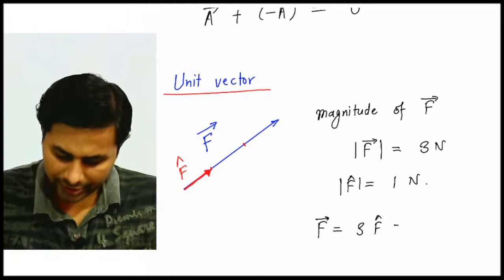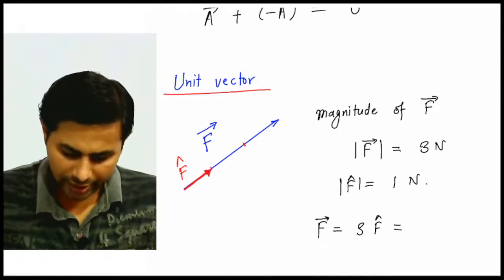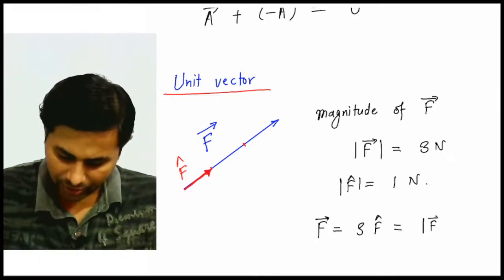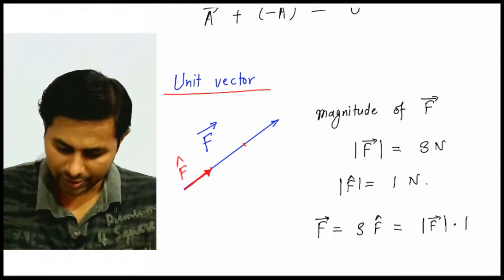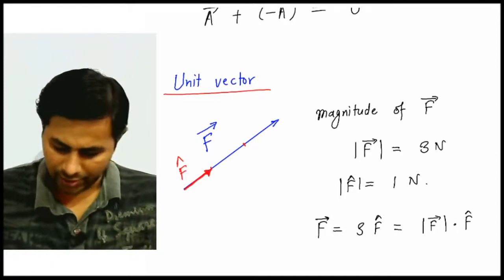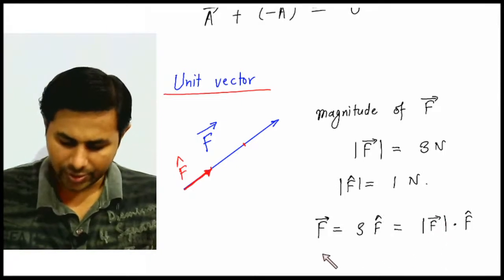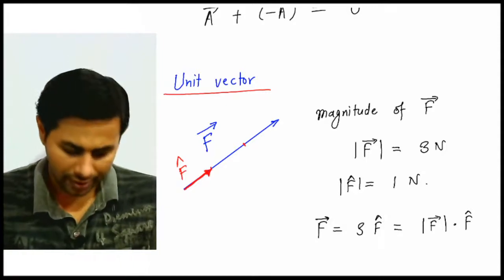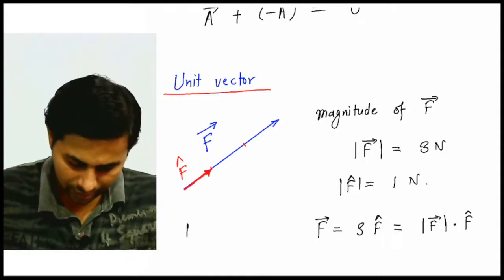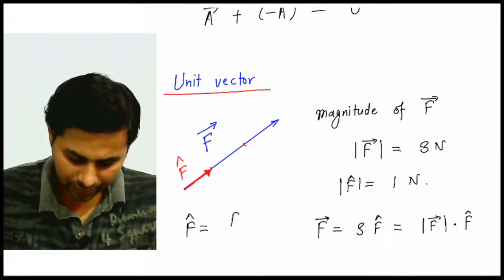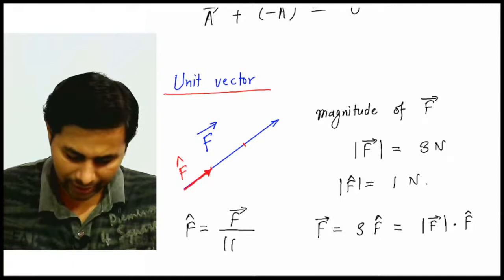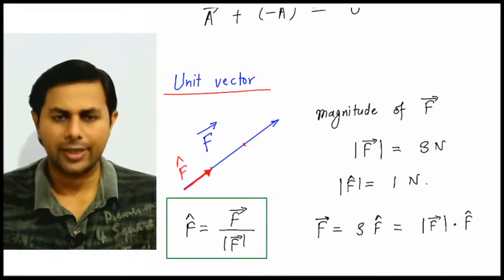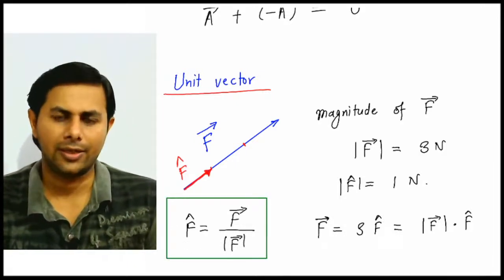Or I can equally write it as, since 3 is magnitude of F bar, so I can write it as magnitude of F bar times F cap. So now if I take this magnitude on the other side, then we get definition for unit vector in a particular direction. So what is the definition? We get F cap equals F bar divided by magnitude of F bar. Okay, so a vector divided by its magnitude gives us unit vector in that direction.